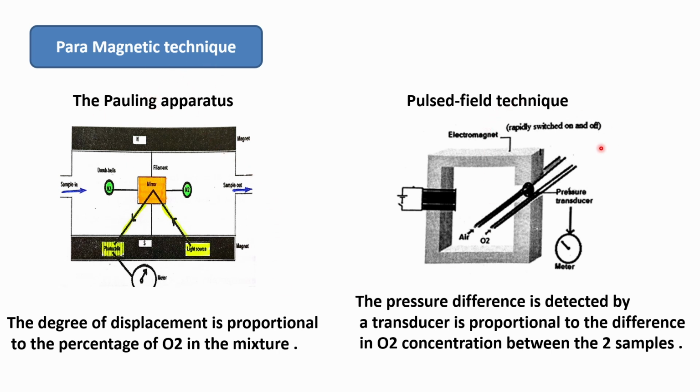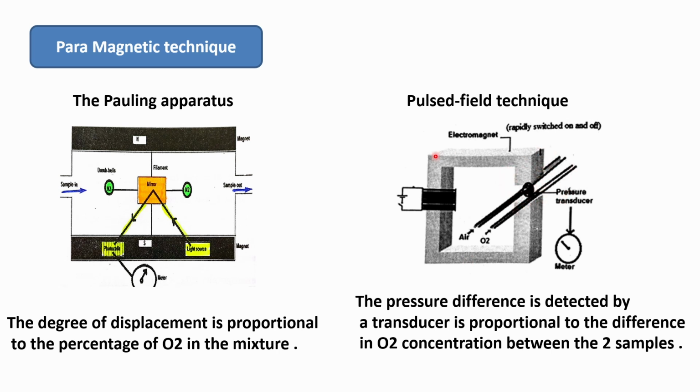The other device is the pulsed field technique. We are using an electromagnet and two lines of gas, air and oxygen, and we are using the air here as a reference, which contains 21% of oxygen. When the electromagnet is activated and the oxygen is passing here, it will create a pressure difference.